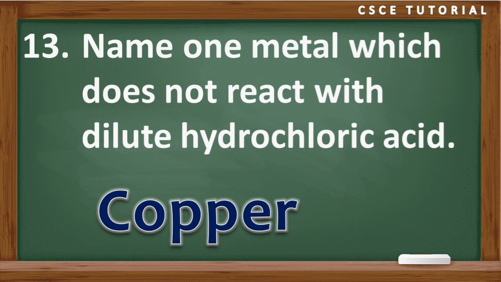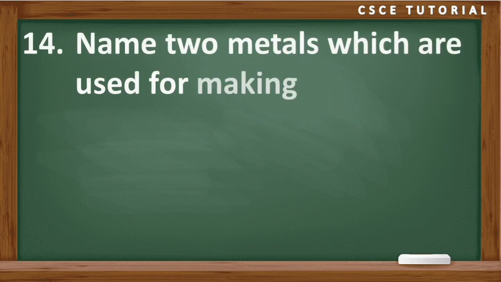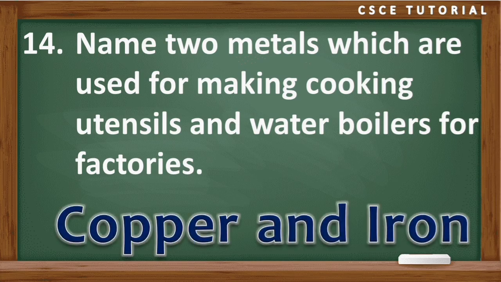14th, name two metals which are used for making cooking utensils and water boilers for factories. Now you have to give the name of those two metals. Its answer is copper and iron.